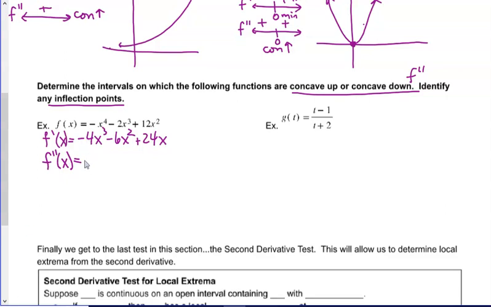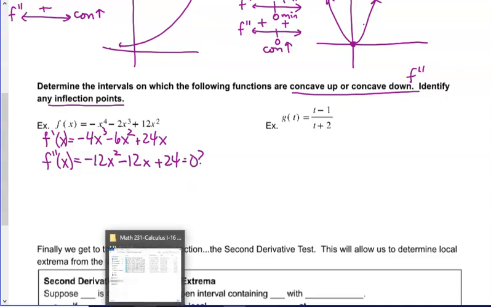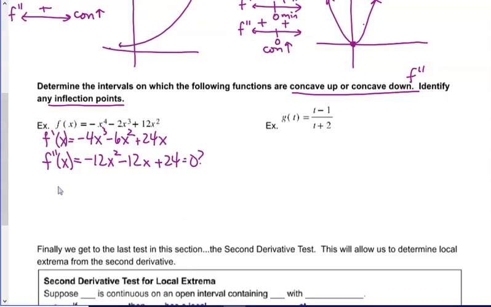So I'm going to bring the 3 out front and give me a negative 12x squared minus 12x plus 24. And this is where I want to know where it's equal to 0, to find those critical or possible candidates of inflection points. So I'm going to first divide everybody by negative 12. And when I do that, I get x squared plus x minus 2 equals 0. And I can factor that quadratic. So there's two possibilities here.